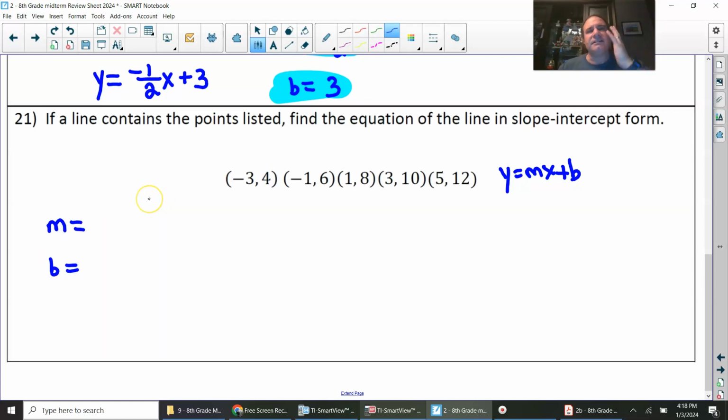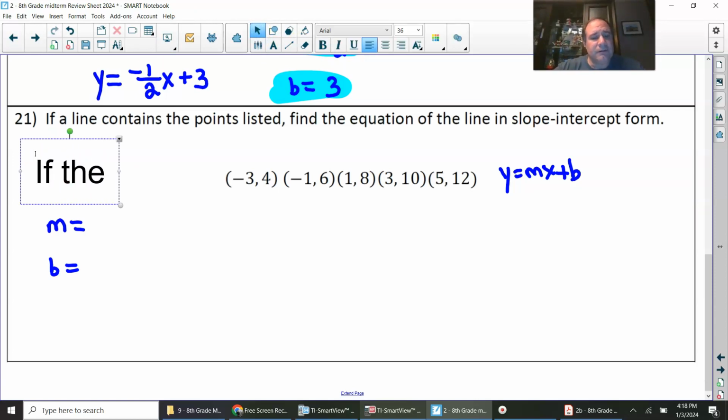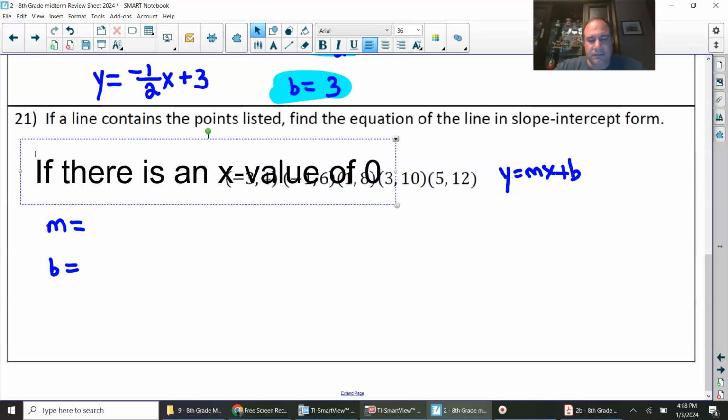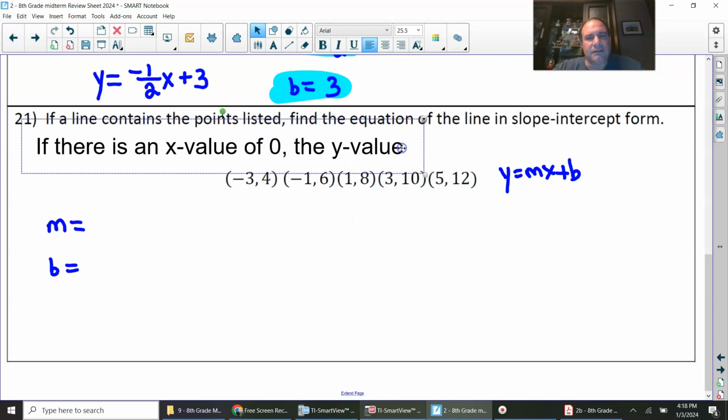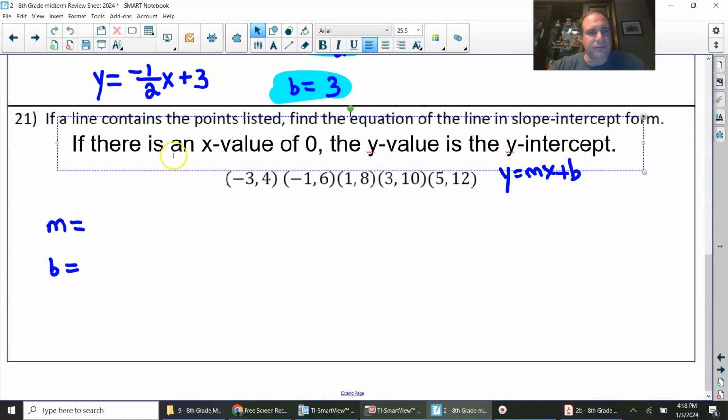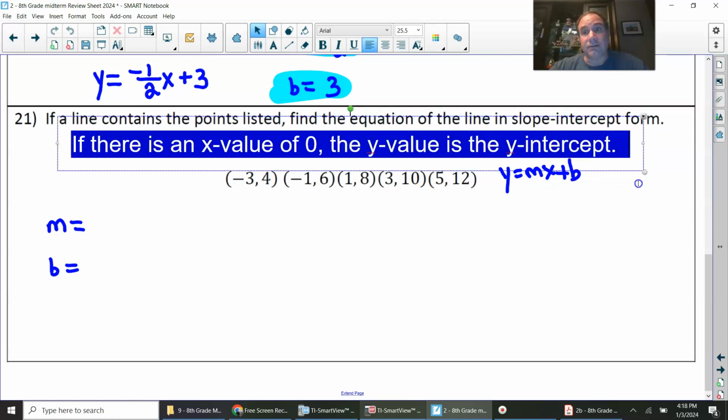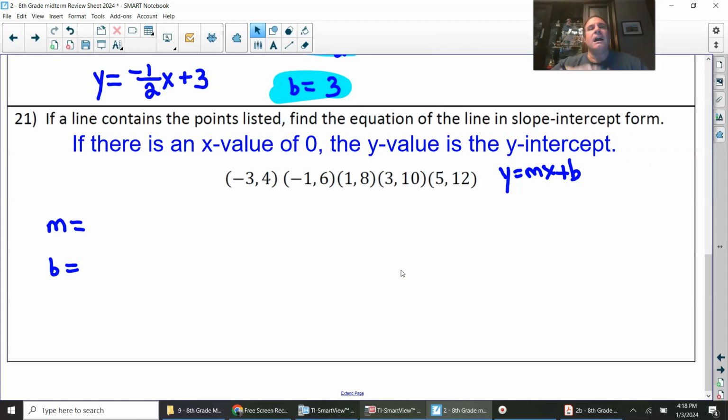Now, if there's an x value of 0, the other number, the y value, is the y-intercept. All right? Is there an x value of 0? That's the issue. If there isn't, that means you have to find what the y-intercept is. I am not going to do that first.